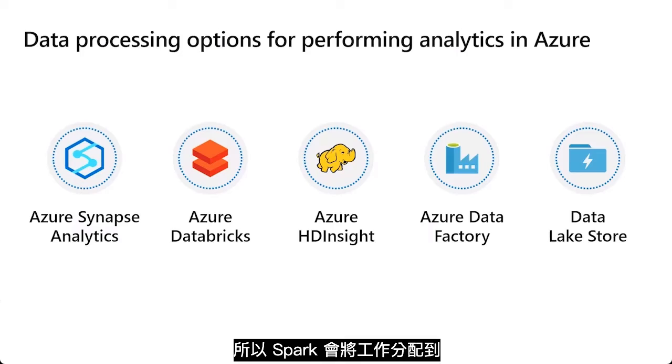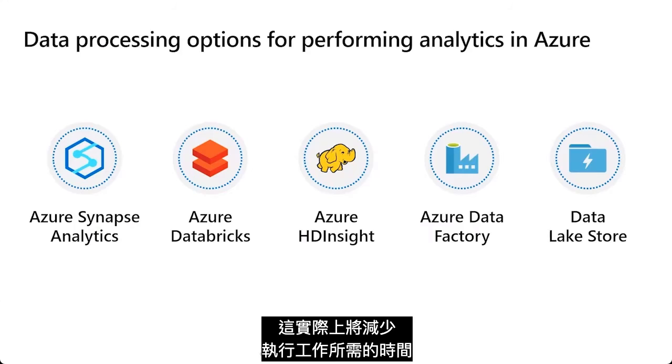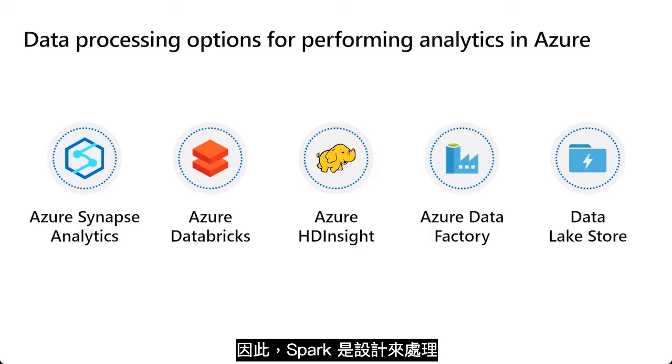So Spark distributes the work across a cluster of computers, and each of the computers can then process its data in parallel with other computers. This will actually reduce the time required to perform the work. And so Spark is designed to handle massive quantities of data.